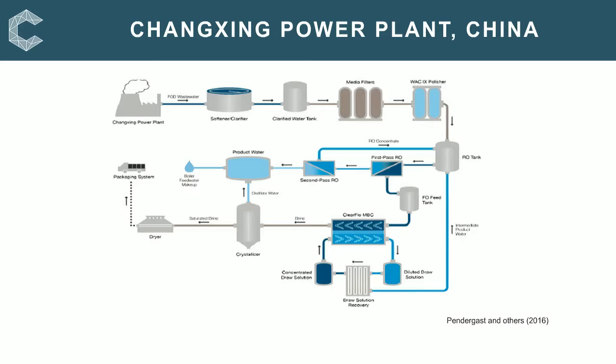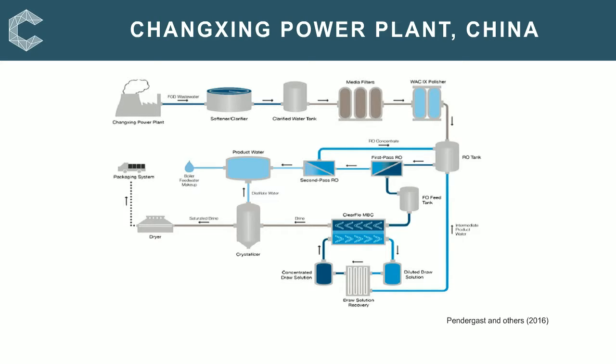The forward osmosis system is called ClearFlow MBC in the figure. It consists of 3 parallel trains which are supported by a single draw solution. This configuration allows the system to handle a flow rate of 30 to 110% of the design flow, and this is all whilst it continues to provide a consistent feed quality to the final crystallization step.